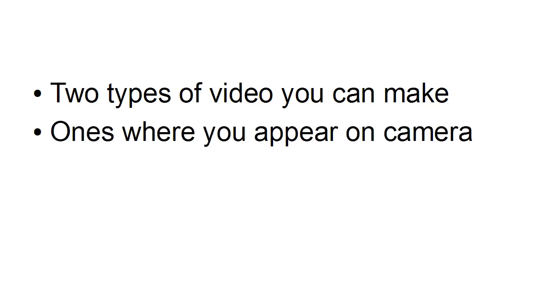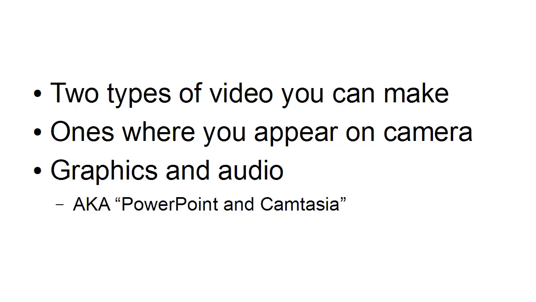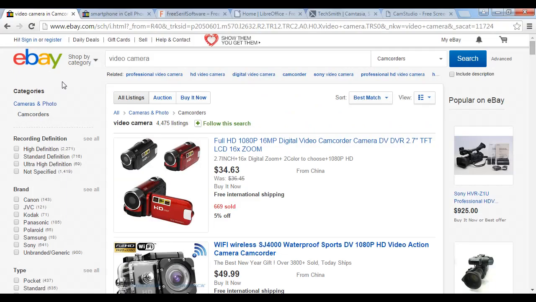Now, there are 2 types of video that you can make. There are ones where you appear on camera, and there are also videos that are just graphics and audio. These are sometimes known as PowerPoint and Camtasia videos after the types of software that's involved. And this type of video is a PowerPoint and Camtasia video. Now, I don't have time to go into the mechanics of video making in this video because it is quite a complicated subject, but there are lots of videos on YouTube that can help point you in the right direction.